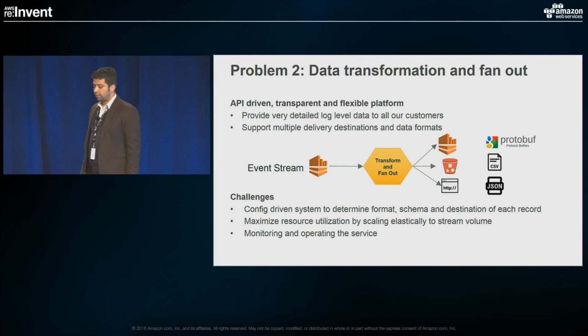The second challenge that we had to address was data transformation and fan-out. So the Beeswax platform produces a continuous stream of data that needs to be constantly fed to our customers so that they could build their own strategies. And so we provide an API to our customers that lets them configure both the format of the data as well as the destination where they'd like to receive it. And this really enables them to ingest data more easily into their systems. So the main challenge for us here was to architect a config-driven system that can determine the format, the schema, and the destination of every record. And also, from a production standpoint, we wanted to make sure that our deployments were elastically scalable based on the number of events in the Kinesis stream.